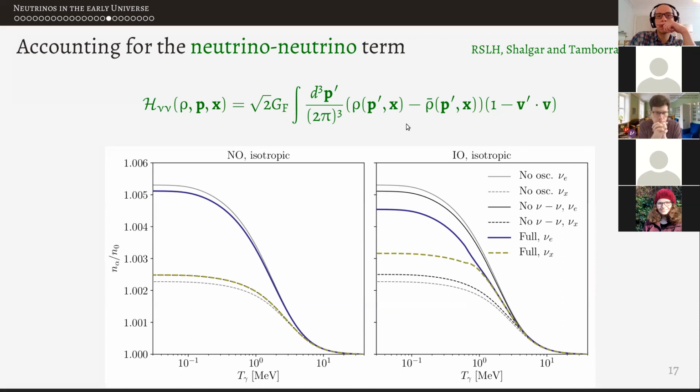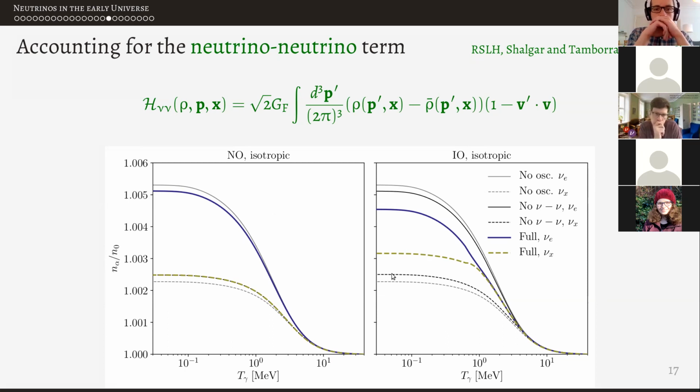Good. So if we look at the results here, this is for a 2 neutrino oscillation framework. We have an electron neutrino and an X neutrino, and the X neutrino represents both muon and tau neutrinos. Then you can see that for inverted mass ordering in an isotropic universe, if we do not include the neutrino-neutrino term, then we get the black line here. On the y-axis, we have the normalized number density. And for the X neutrino, we get the dashed line down here.